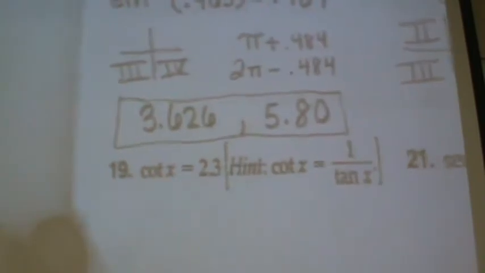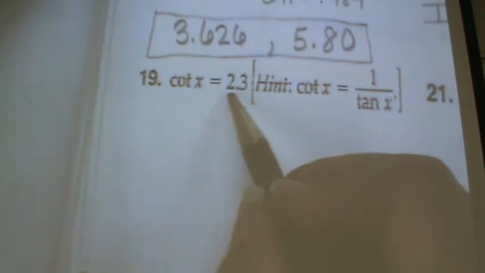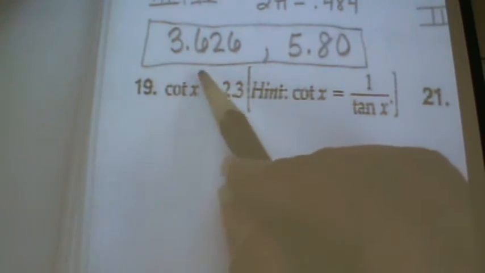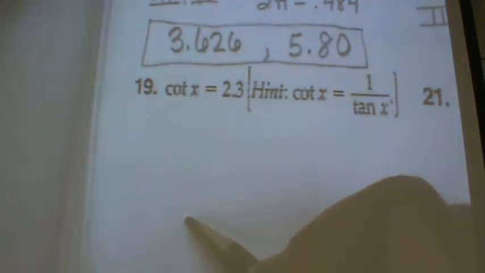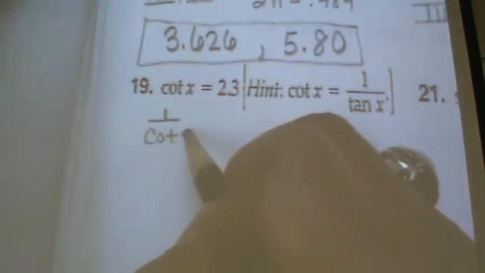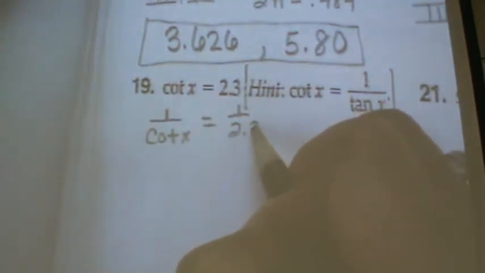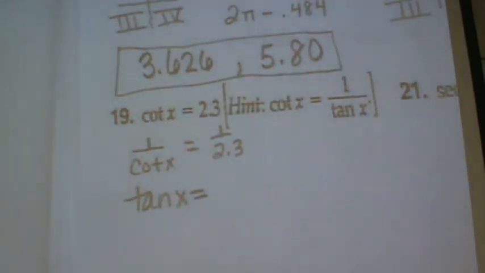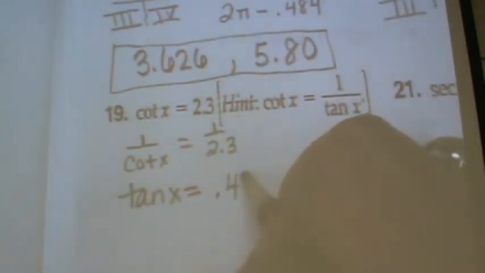Okay, number 19. They give you a hint here. The cotangent of x is equal to 2.3. Well, we don't want to deal with cotangent. You can, because on your Inspire you have that inverse cotangent. But what they want you to do is do 1 over cotangent and 1 over 2.3. Well, 1 over cotangent is tangent. And 1 divided by 2.3 is really 0.435.